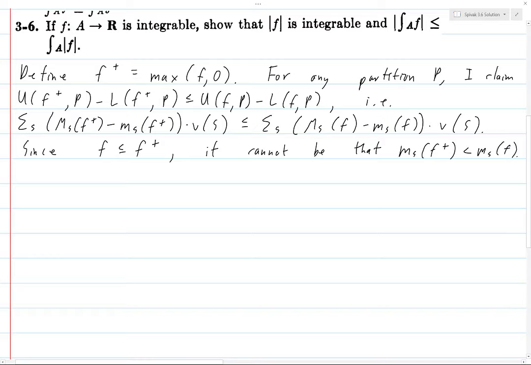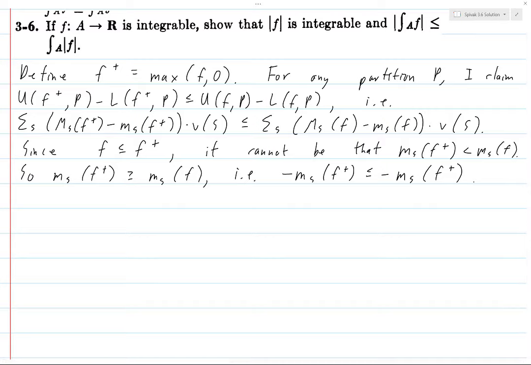So what this means is that, of course, lowercase m_S f plus is always going to be greater than or equal to m_S f. That is, if we flip the inequality and put minus signs, we get this: minus m_S f plus is less than or equal to minus m_S f.